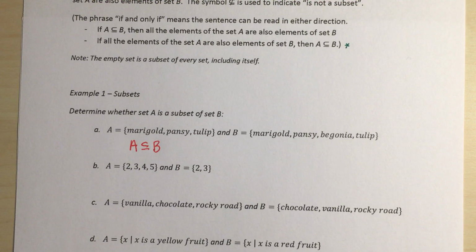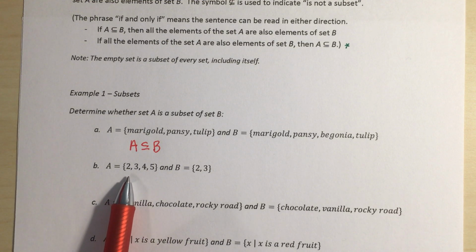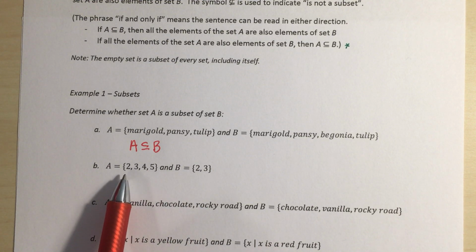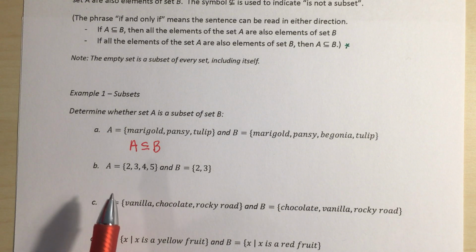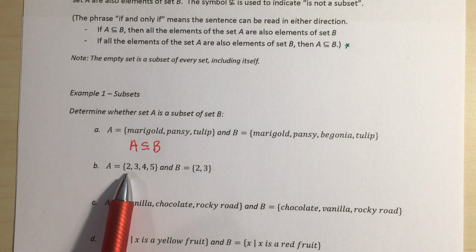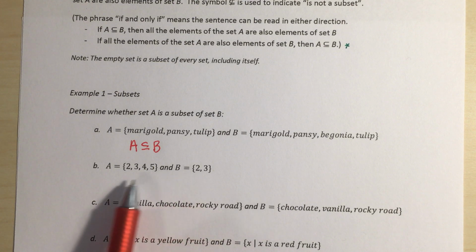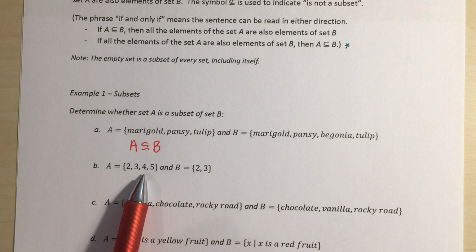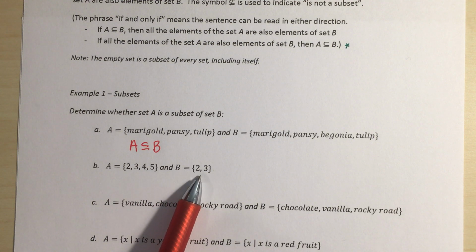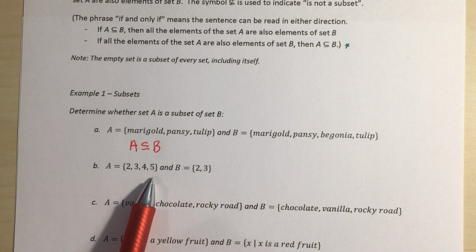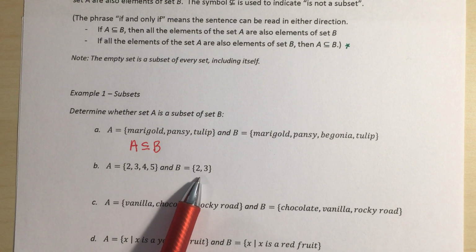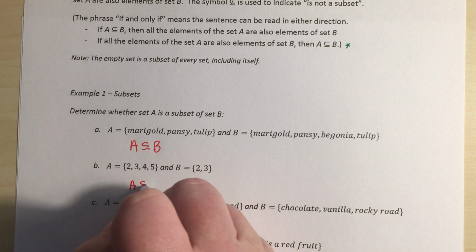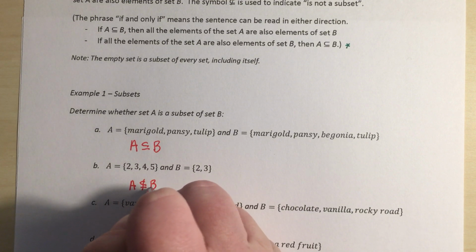Right. So for example B, A is numbers 2, 3, 4, 5. Set B are the numbers 2 and 3. So if we look at this, again, we're going to make sure that every element of A is an element of B. 2 is in A, which is also in B. 3 is in A, which is also an element of B. 4 is an element of A, but notice that 4 is not listed here. Right? In order to be a subset, everything in this set has to be in this one. That is not the case. So we're going to say that A is not a subset of B.